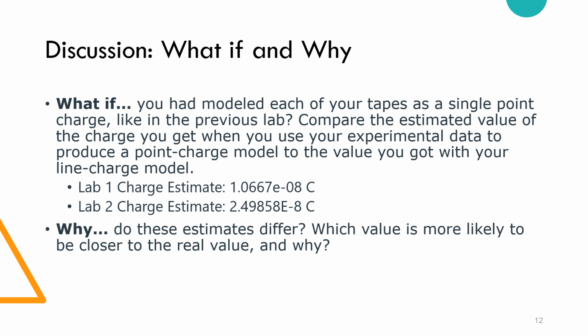The charge calculated in this lab is more than double the charge calculated in Lab 1, which highlights the significant difference in charge calculations between the two models. For the why question, the estimates differ because the first model oversimplifies what was happening in the experiment. The model in Lab 1 treated all the charges as if they were concentrated at one point, but really they were distributed throughout the whole surface of the tape. This was accounted for by the line charge computational model. Therefore, the charge calculated by the model in this experiment is likely closer to the real-world value because it more accurately represents the distribution of charges on the tape.